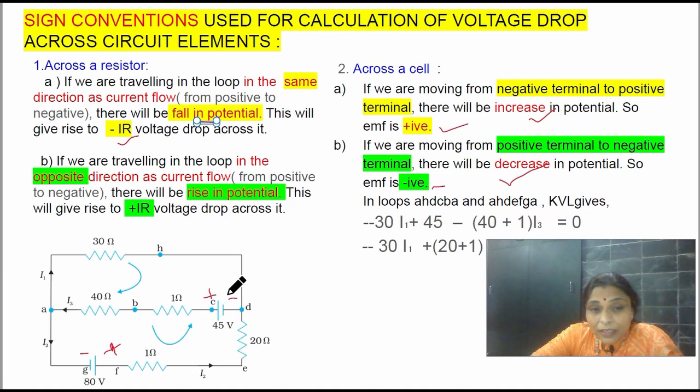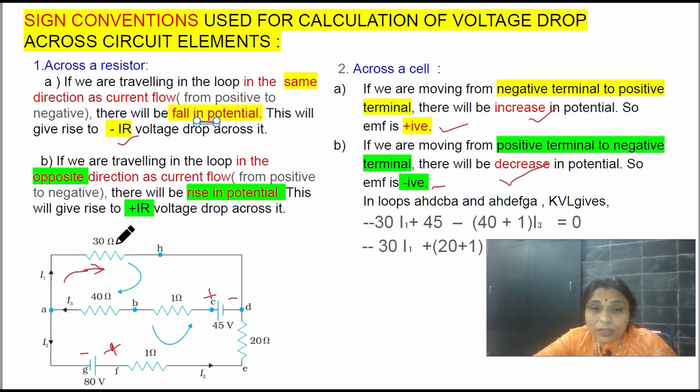Now applying the loop law in the loop. How do we apply it? How do we get this equation? Listen carefully. Consider the loop A, H, D, C, B, A. This is a loop. Now in this loop, we are going like this. I'm putting an arrow. Current is also moving like this. So current and our loop are in the same direction. That means the potential will be negative here.